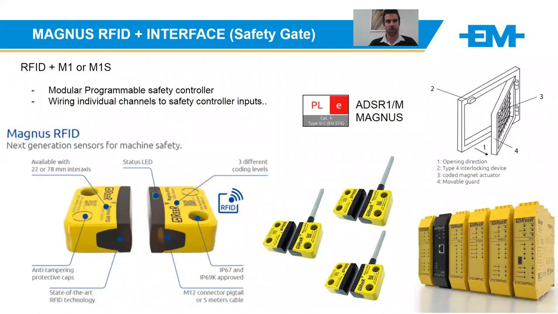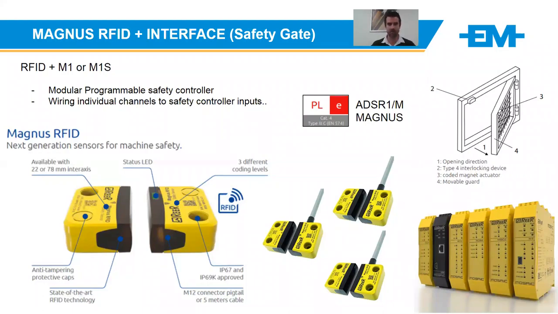Onto our door switches, the RFID. These are also new to the catalog. You will see them on page K21, K22. RFID switches. These are particularly coded to work one receiver and one actuator. These can be wired individually back to the M1 or M1S. So if you want an individual channel from each safety gate on a machine, wired into each individual channel on the Mosaic, then you can build the logic control inside the Mosaic.